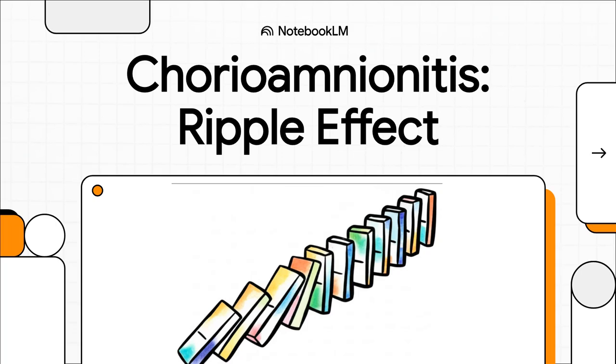All right, we're going to talk about a word that sounds pretty complicated, chorioamnionitis. But don't worry, we're going to break it all down. We're going to trace how this one condition can set off a whole chain reaction, kind of like a ripple in a pond, creating a series of critical events for both a mother and her child.